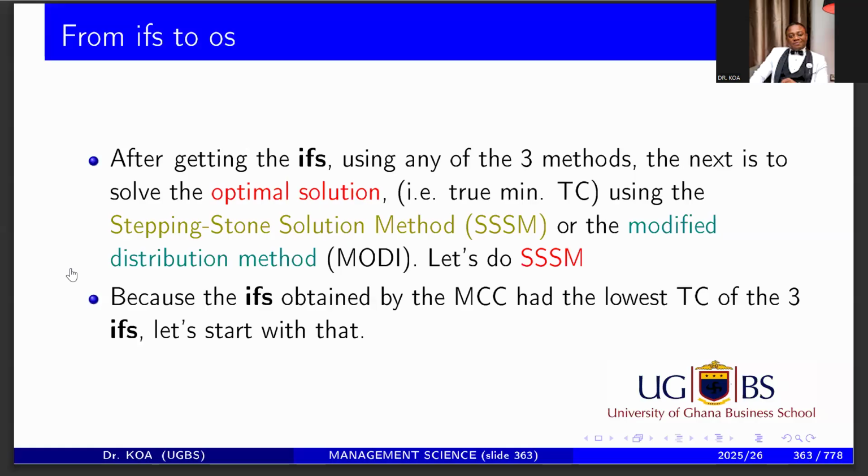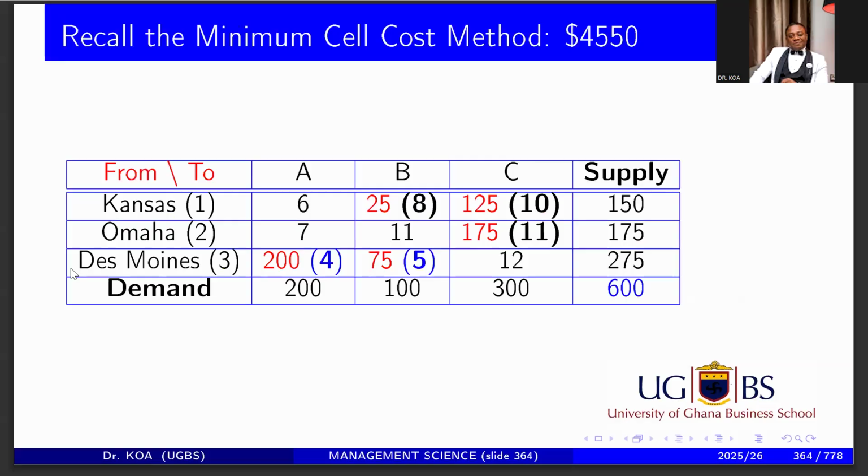How do you start? Well, the first thing is that the initial feasible solution with the lowest cost was obtained using the minimum cell cost. Do you remember? We are going to take that one and continue, because the minimum cell cost gave us the lowest cost, which means that approach is better. So let's start from that corner. Let's remind ourselves a little bit. This was the minimum cell cost, just so you remember.